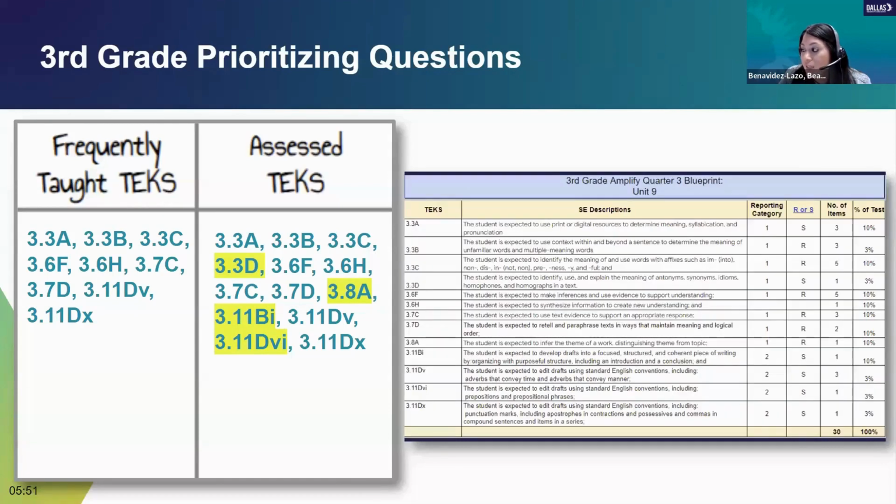Another thing we use is a Q3 blueprint, we use our blueprint. So this particular example is from 3rd grade Amplify Q3. I used a past example just to model with. You're going to be looking at an upcoming example.